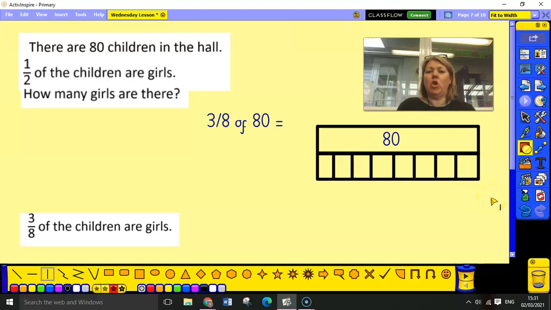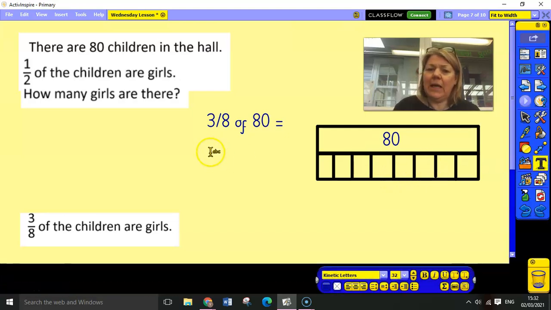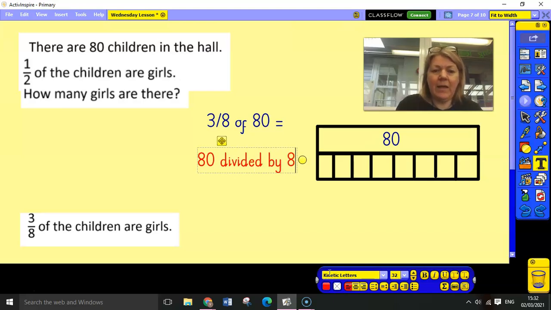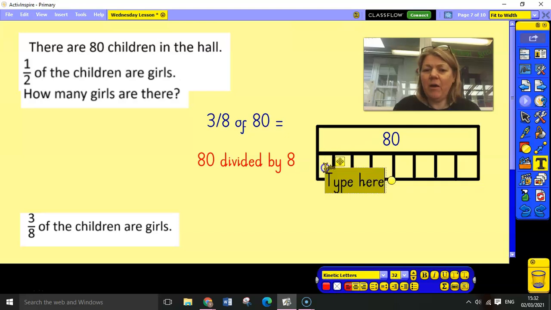They're not too bad. And all I've got to do now is I've got to share my 80 into these 8 parts. Okay, well if I think about what the calculation is I'm doing, all I'm doing is this. I'm doing 80 divided by 8. I've got 80, that's my whole. I've got 8 equal parts. So if I know my times tables, I know that if I divide 80 by 8, each part is going to have 10.